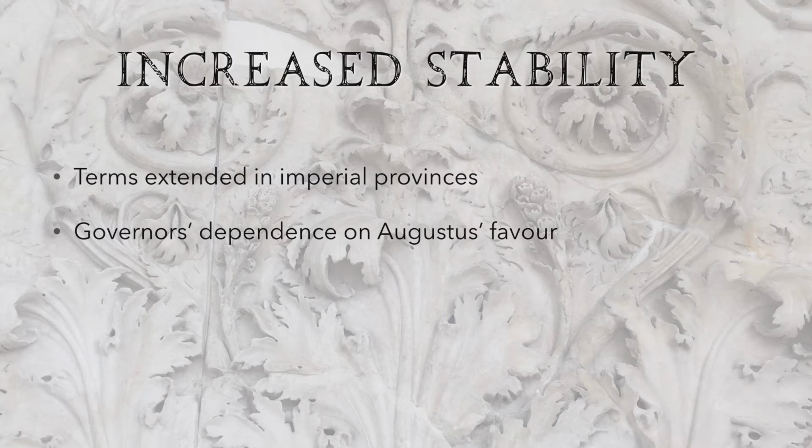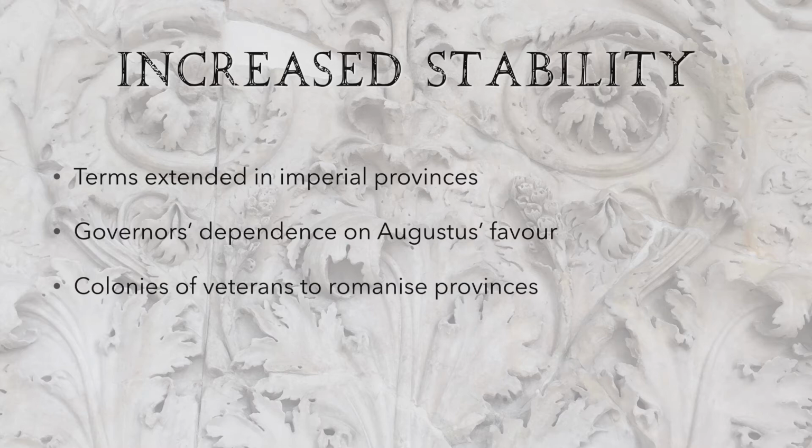Because they were now accountable to someone, there was not so much corruption and extortion going on in the provinces. Colonies were also created both to provide further homes for veterans and to Romanise the provinces. People who had finished serving in the army would be spread out across the empire, so there would be a presence of former Roman soldiers to keep the peace, and also to reward those soldiers for their service.